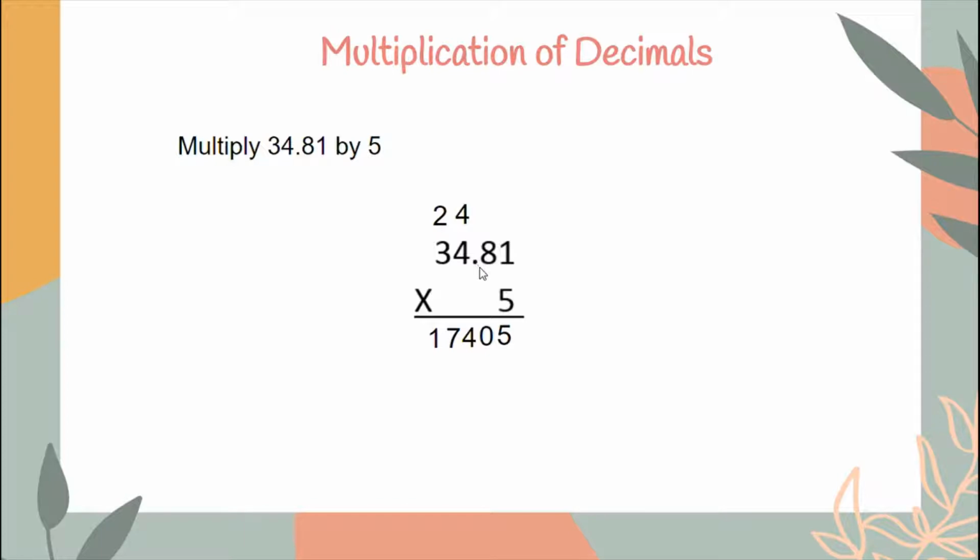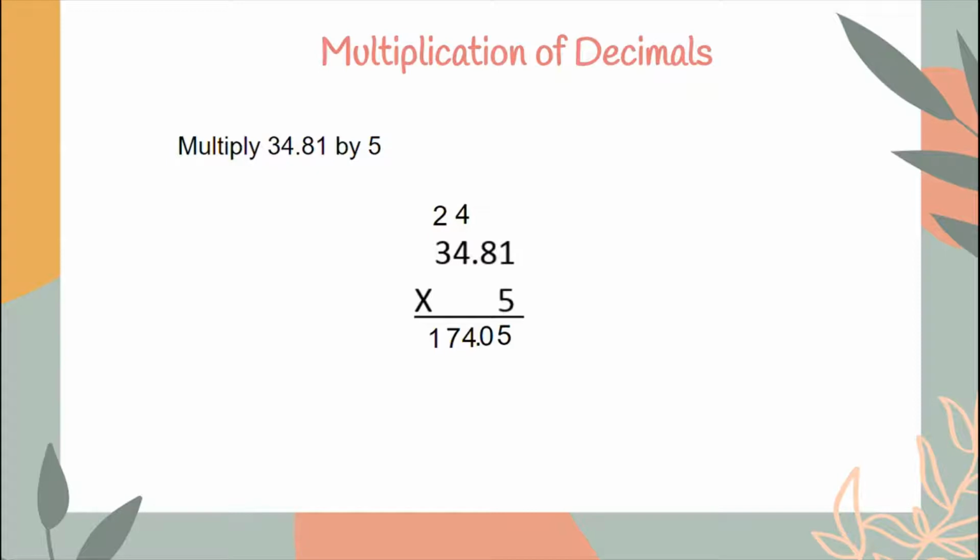Now look at our decimal point in our factor here. So let's count how many decimal places. So we have here 1 and 2. We have 2 decimal places. Therefore, we're going to put 2 places to the left. Let's start from the right. We have 1 and 2. So the position of our decimal point is here, between 4 and 0.